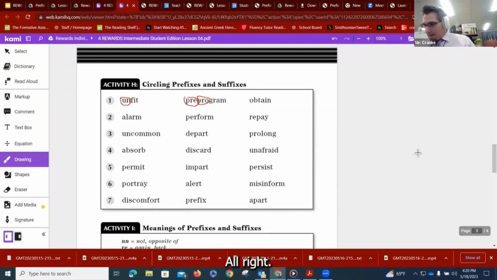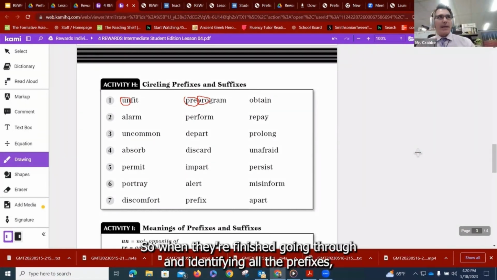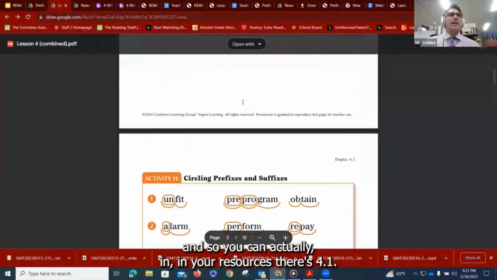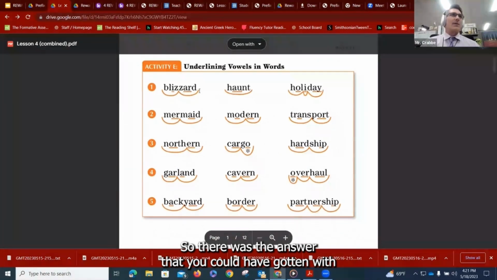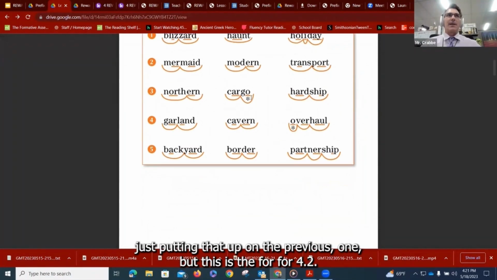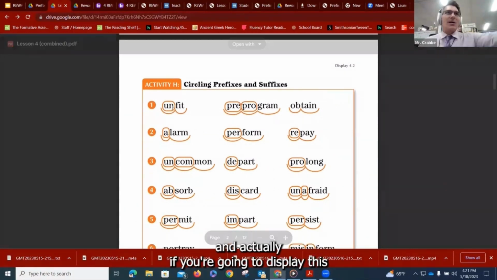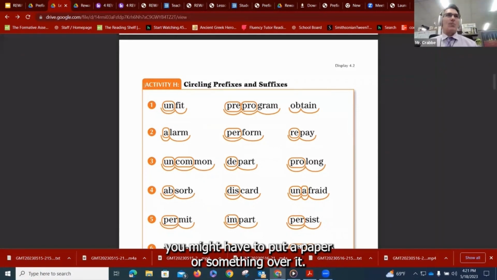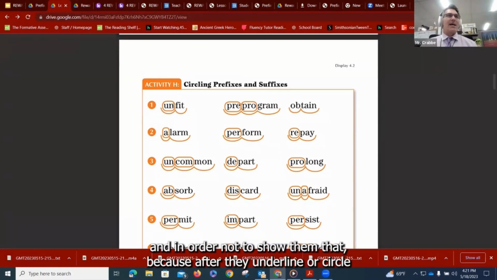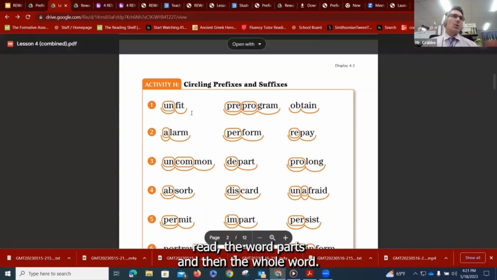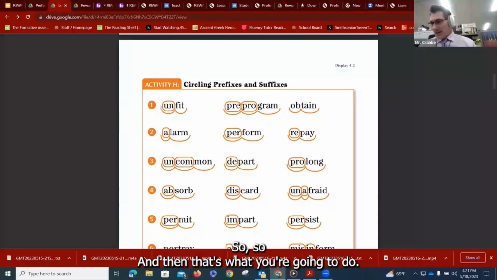Okay, so let's see. All right. Okay, so when they're finished going through and identifying all the prefixes, you're going to actually go to display 4.2. And in your resources, there's 4.1, so there was the answer that you could have gone with, just putting that up on the previous one. But this is for 4.2. So if you're going to display this, you might have to put a paper or something over it in order not to show them the fit. Because after they underline or circle all the prefixes, then you're going to have them read the word parts and then the whole word. Okay, so that's what you're going to do.